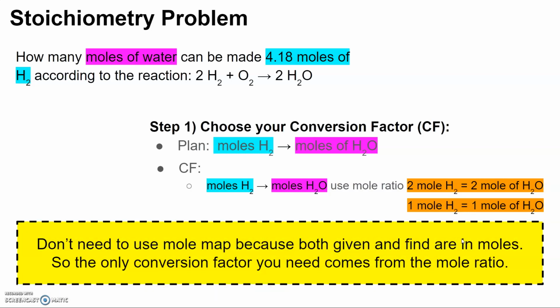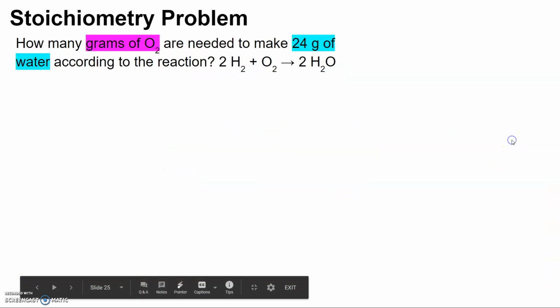So it's important to note that in this example, we actually don't need a mole map because both our given and our find are in moles. And if our given and find are in moles, we can go ahead and convert to and from them directly using the mole ratio. Let's look at the last example problem.